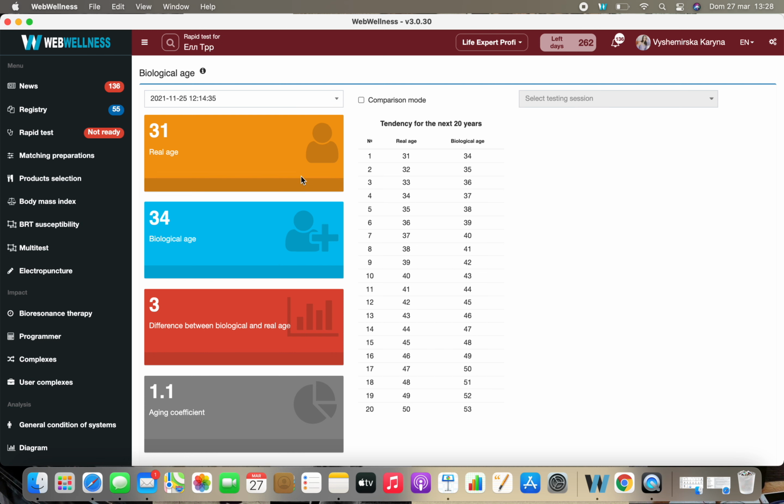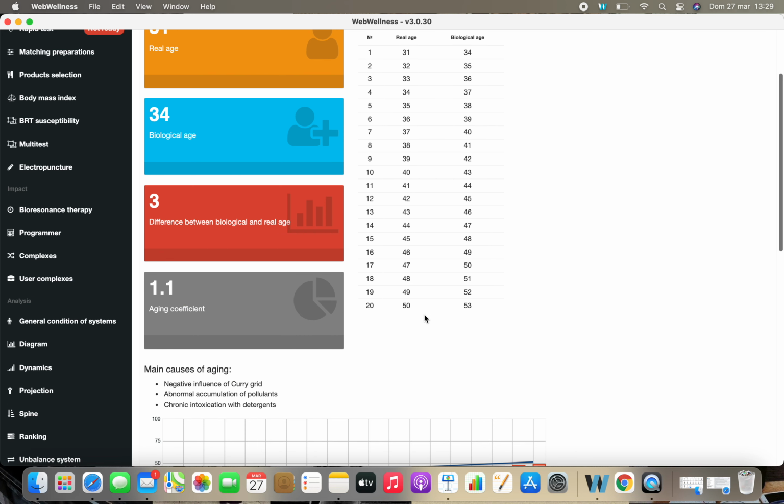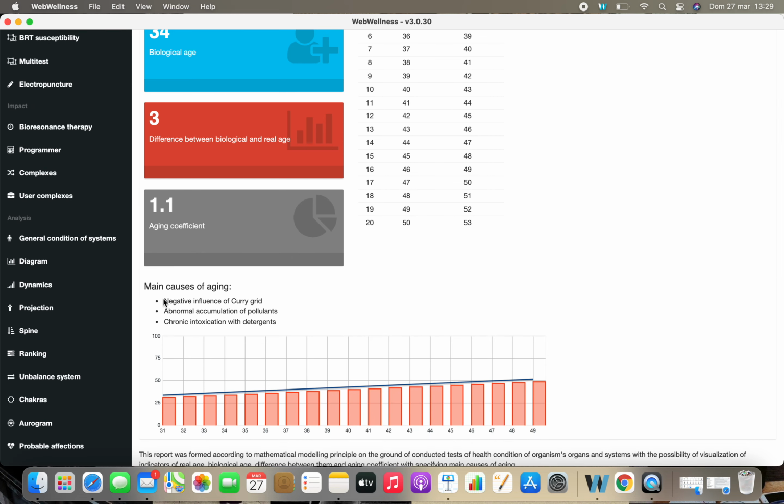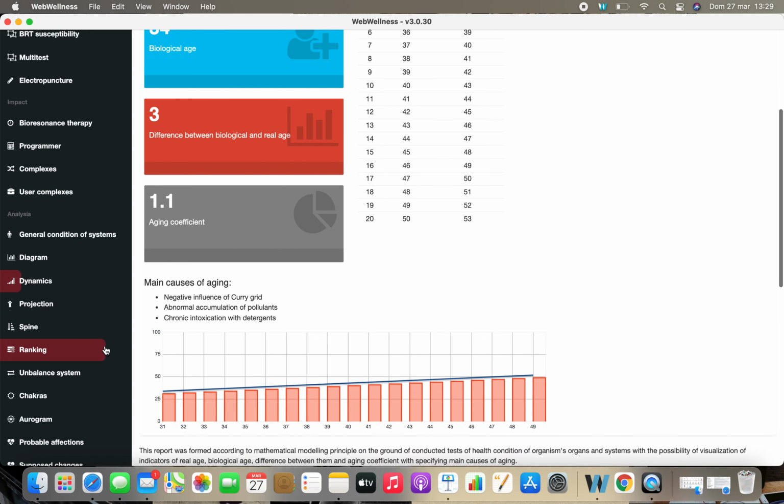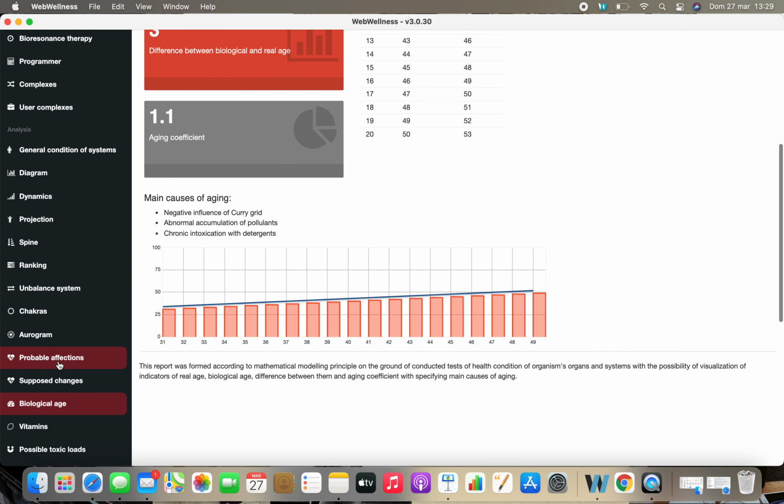Biological age. This is our real age, and biological age is how our organs and systems feel. So in this case, they feel like 34, not like the real age of the person. And 3 years is the difference. Coefficient is 1.1. It gives us a tendency for the next 20 years if we do not change anything in our routine, and gives us causes of aging. Also, if you want to read more, here is an information letter. You can get informed. Also pretty good information to learn.